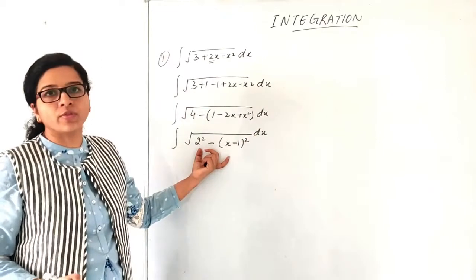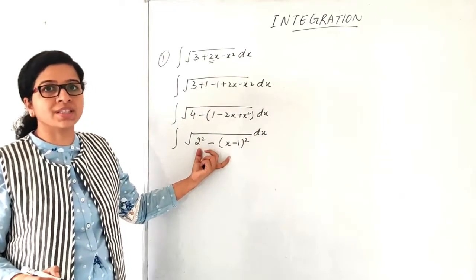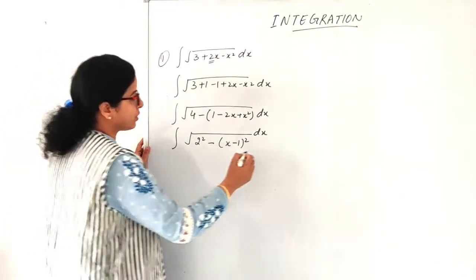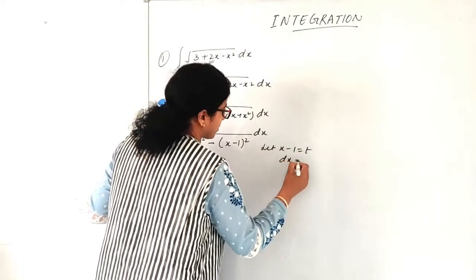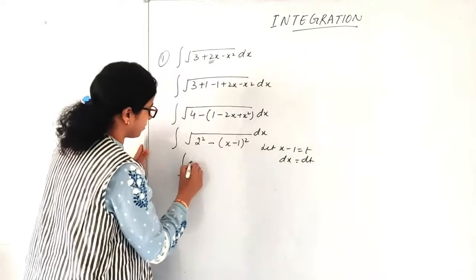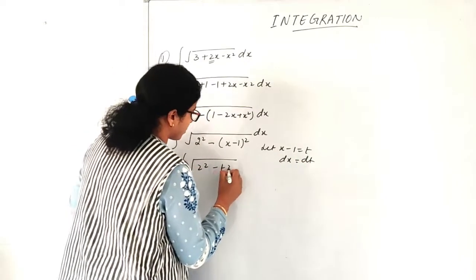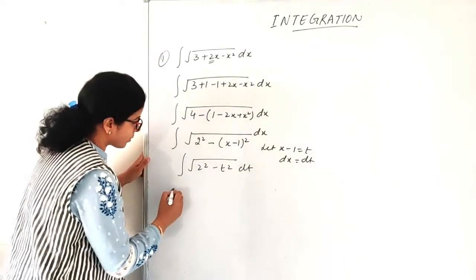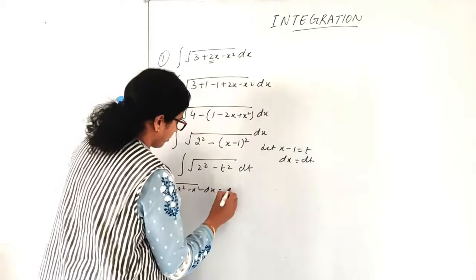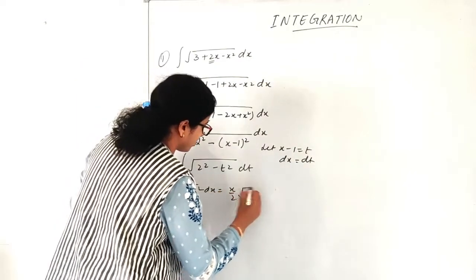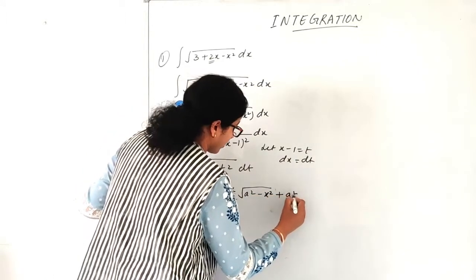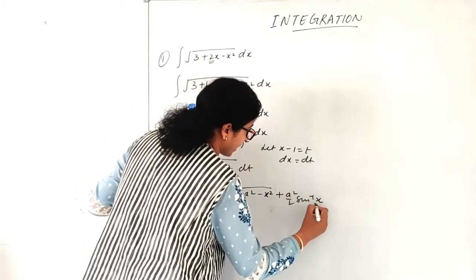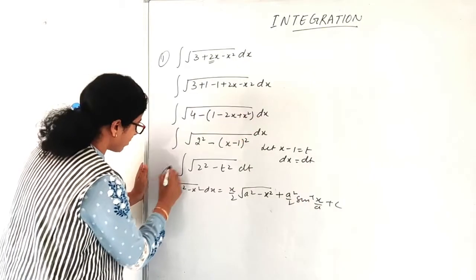Just now we have proved the formula for under root a square minus x square. The same formula we are going to use. What you can do, you can write here: let x minus 1 is equal to t, dx is equal to dt. So it will become root 2 square minus t square dt. What was the formula for root a square minus x square? The formula was x by 2 root a square minus x square plus a square by 2 sin inverse x by a plus c. The same formula we will substitute over here.